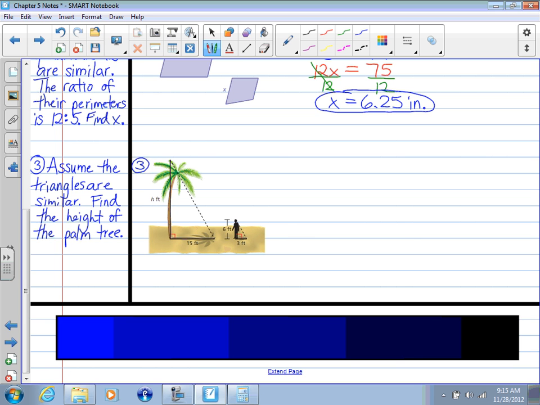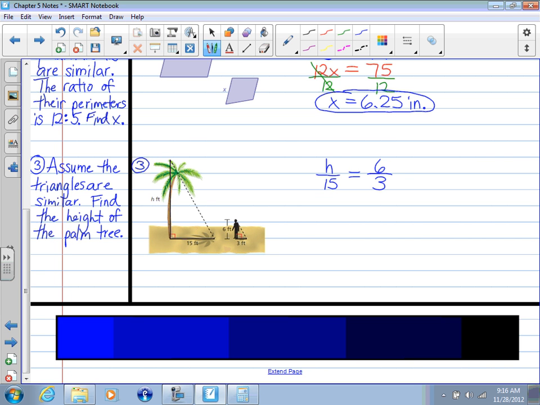Okay, so let's set up a proportion. For the first ratio, I'm going to use the palm tree. So I'll put the height of the palm tree, which is h, on the top, and the shadow on the bottom, 15. And that's going to be equal to the ratio formed by the man and his shadow. So his height is 6 feet, and his shadow is 3 feet. So I'm going to double check my proportion. The ones on the left, h and 15, come from the palm tree. The ones on the right, 6 and 3, come from the man. The ones on the top, h and 6, are both the heights of the palm tree and the man. And the ones on the bottom, 15 and 3, are their shadows. So I know I've got that set up correctly.